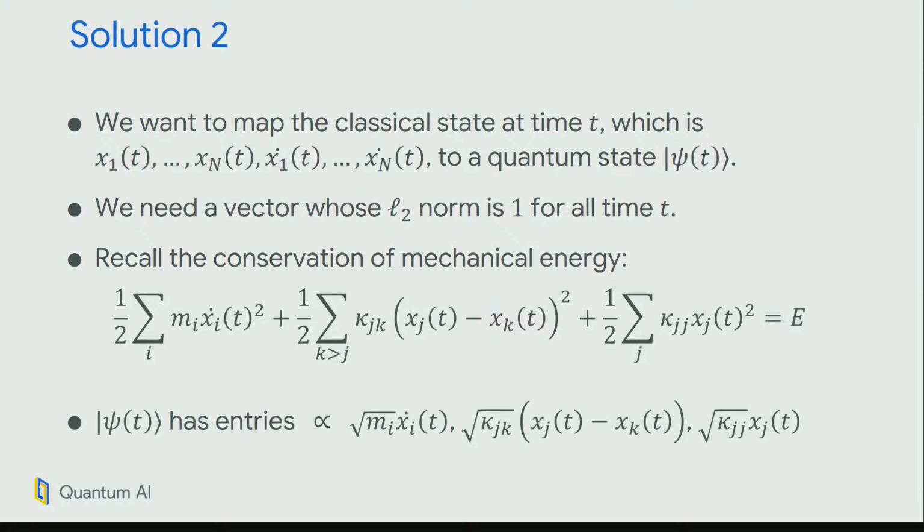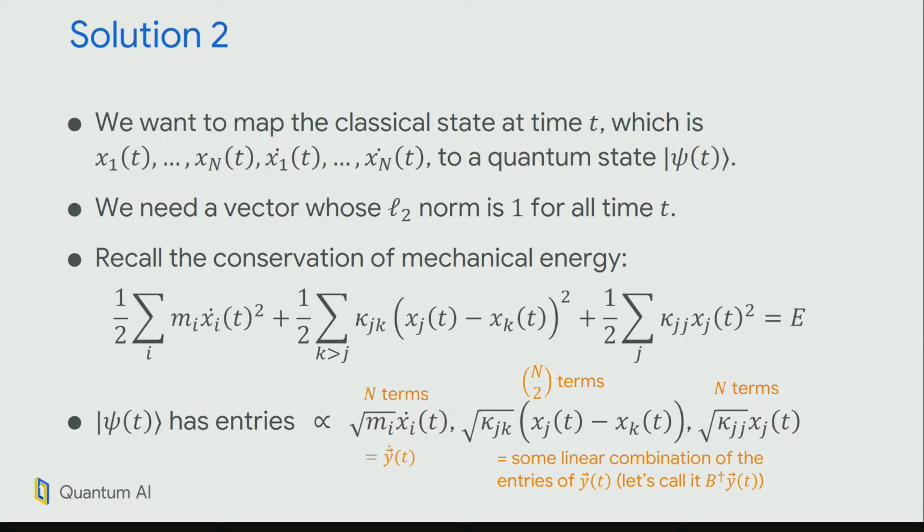And so what I'm going to do is take a quantum state with entries of 3 types. There'll be a bunch of entries that look like square root of a mass times a velocity. There'll be entries like this, and I'll tell you how many of each type there are. There are n masses, there are n choose 2 of these pairwise springs, and then there are n of these springs to walls components.